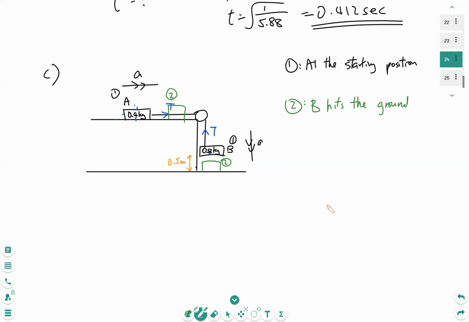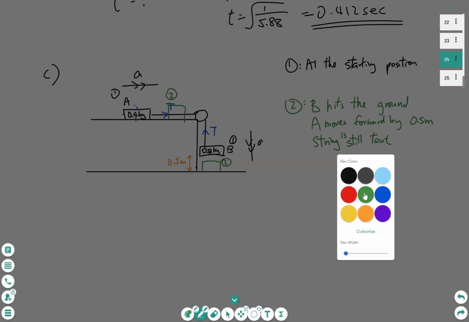And what happened to A? Well, okay, A moves forward by 0.5 meters. The string is still taut. Okay. Now, but what will happen after motion 2?